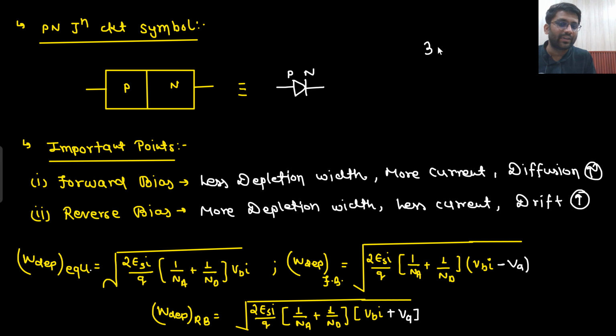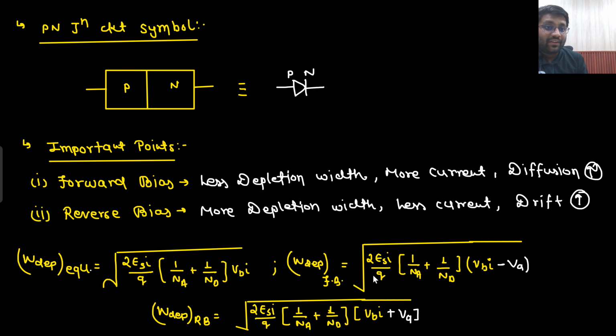If they say that a forward bias of 3 volt is applied, or a reverse bias of minus 3 volt is applied, drop the negative sign. I only care about the magnitude. Whether I need to use a positive or negative sign depends on my intuition. I know that in forward bias the depletion width will reduce, so I will use the negative sign. In reverse bias the depletion width will increase, so I will use the positive sign. Well and good.